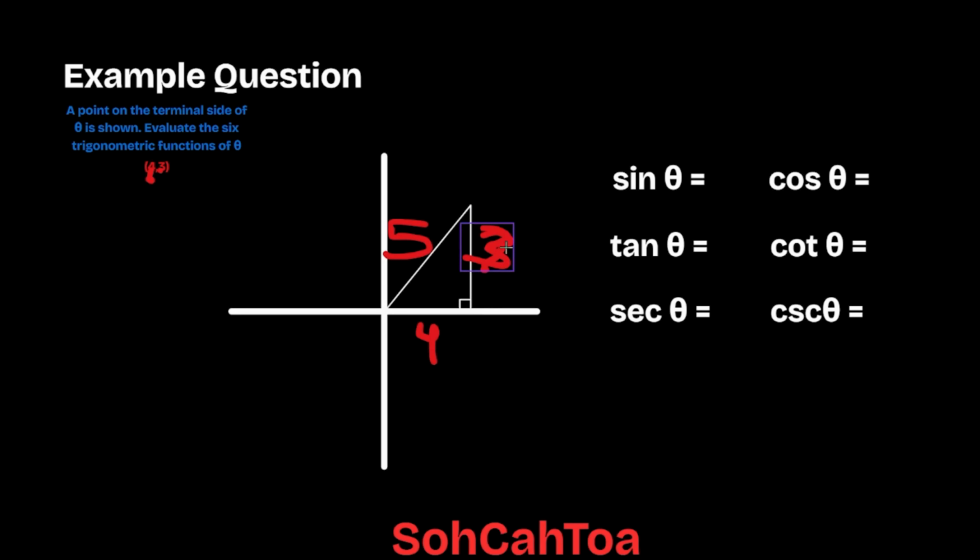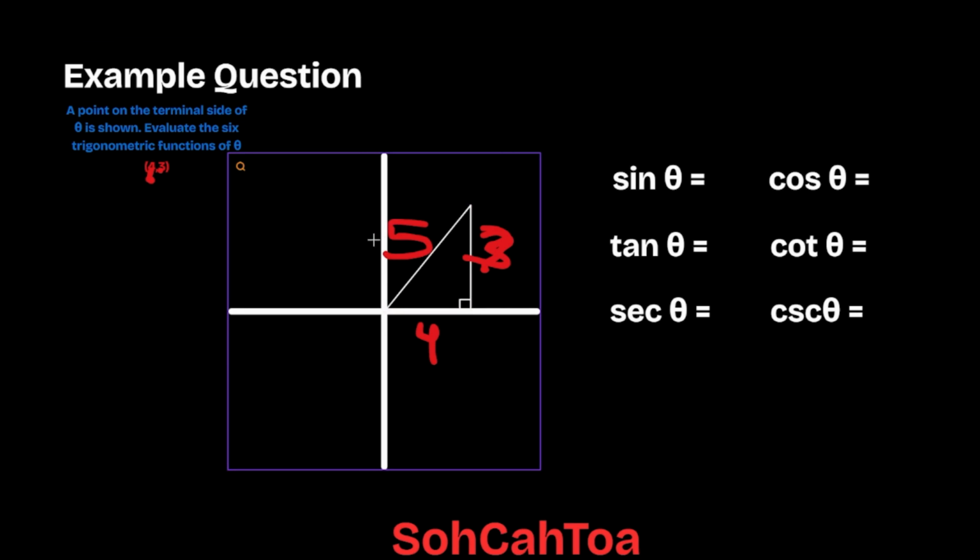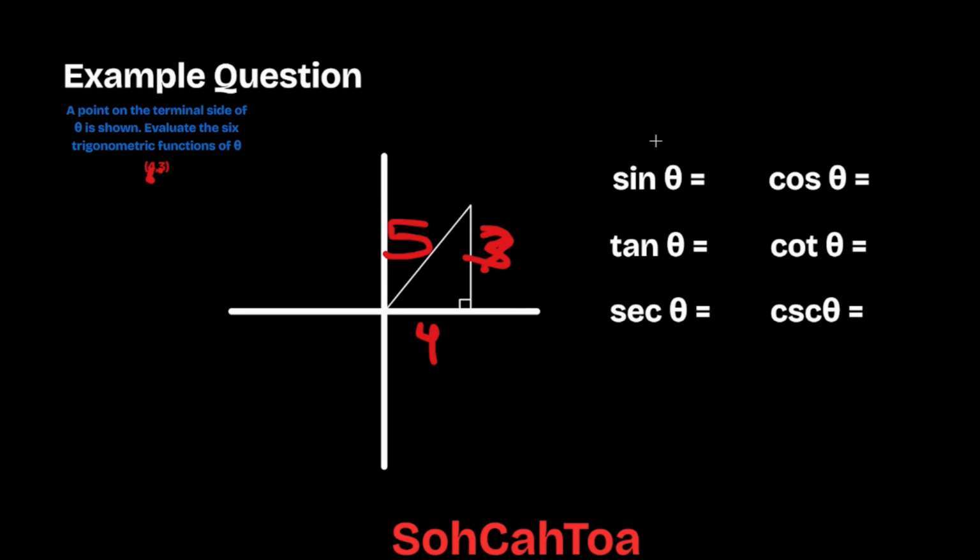Alright, now that we have all of our sides of the triangle, we can start working on the main question. Now this wording here might seem confusing, but not to worry, it's way easier than it looks. So first we'll start off with our sine value. If we look at our SOHCAHTOA, we know that sine is opposite over hypotenuse. So we're going to be looking from this angle right here.